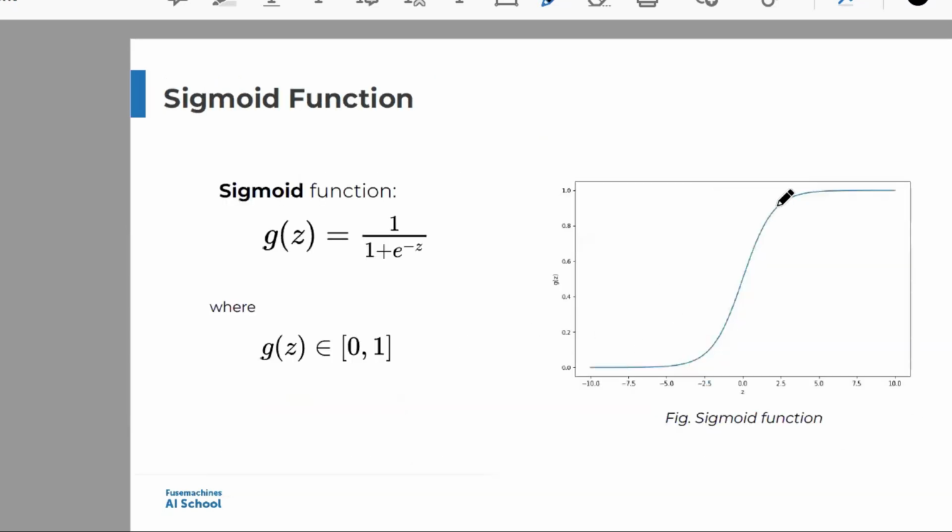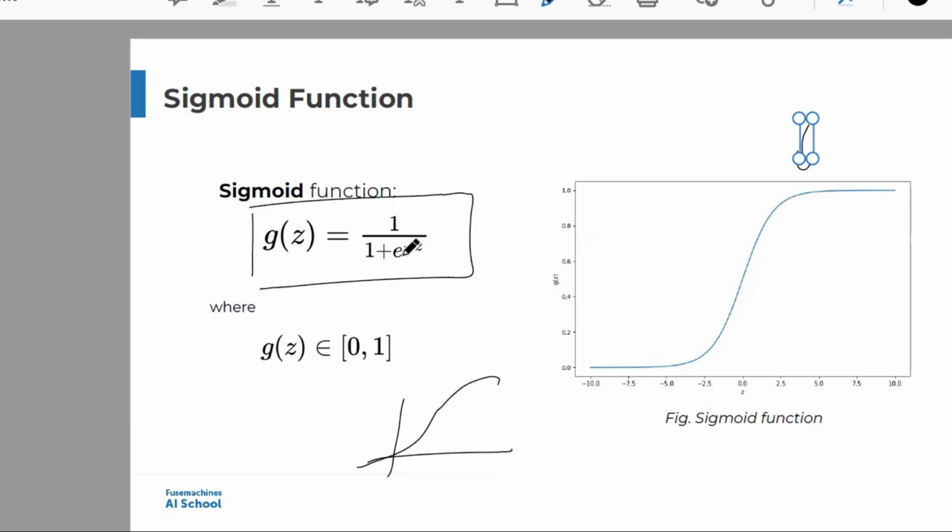Now let's say this is the graph of my sigmoid function. You can see it is an S-shaped curve. Any such S-shaped curve is called a sigmoid function, and it is generalized by the equation 1 over 1 plus e power minus z. So this is the fundamental equation of this particular curve.